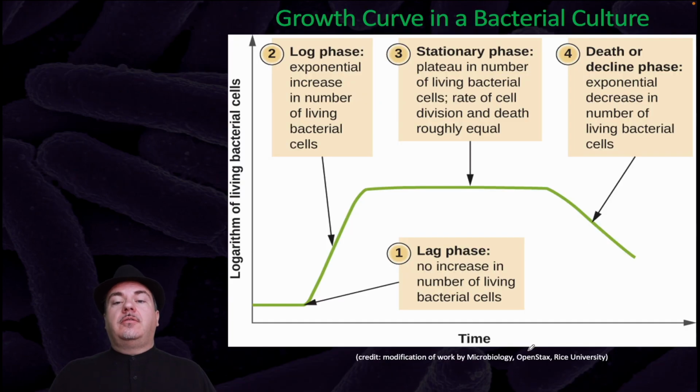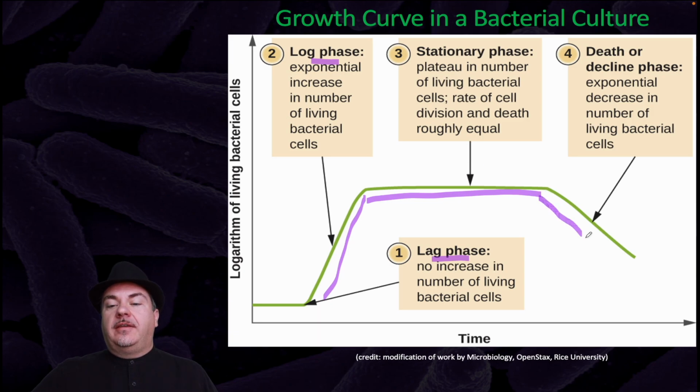Now, when we're measuring growth in a bacterial culture, we have these phases that they go through. When it first starts, it undergoes the lag phase, where there's no increase in the number of living bacteria cells. Then it enters the log phase, which is an exponential increase in the number of living bacteria cells. After this, we have the stationary phase, which is a plateau in the number of living bacteria cells. The rate of cell division and death is roughly equal. And then finally, we have the death or decline phase, which is an exponential decrease in the number of living bacteria cells.